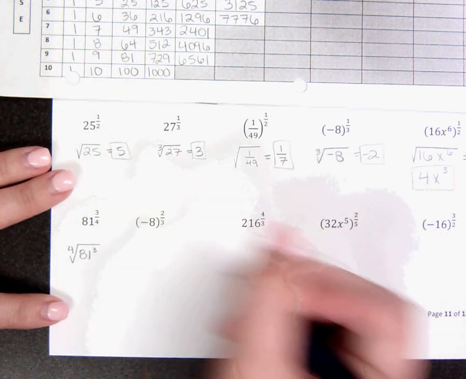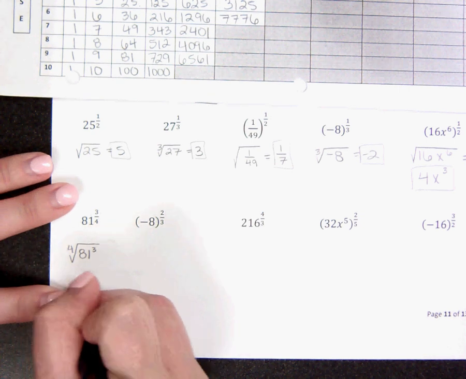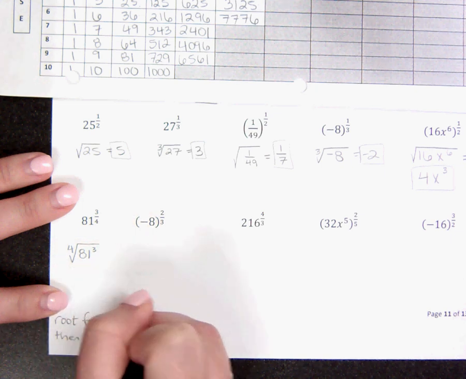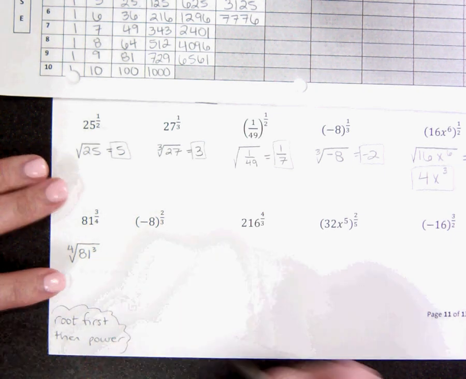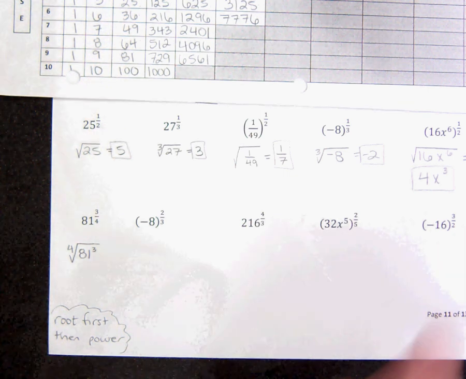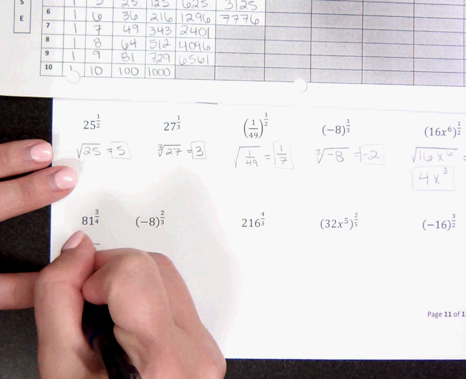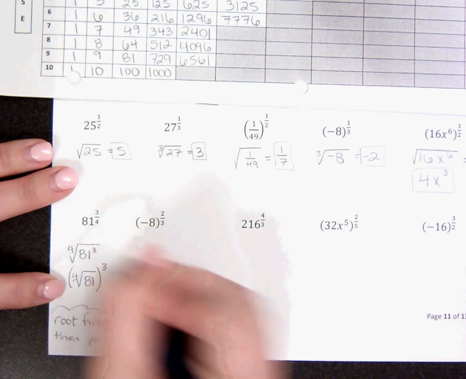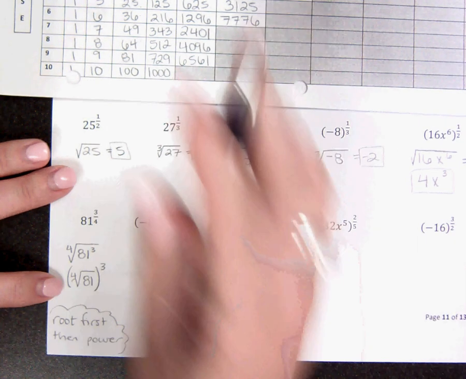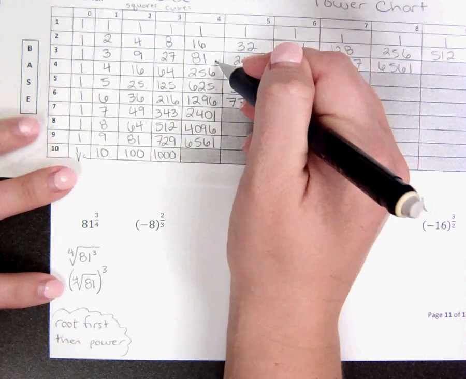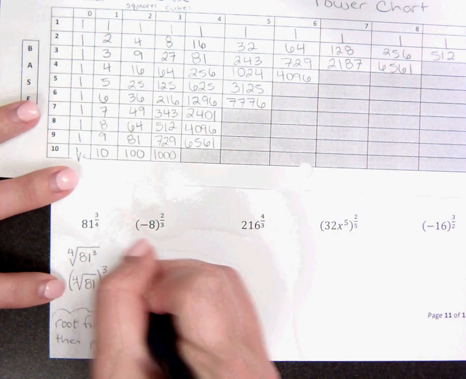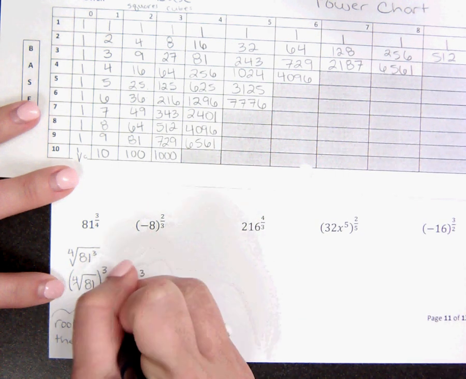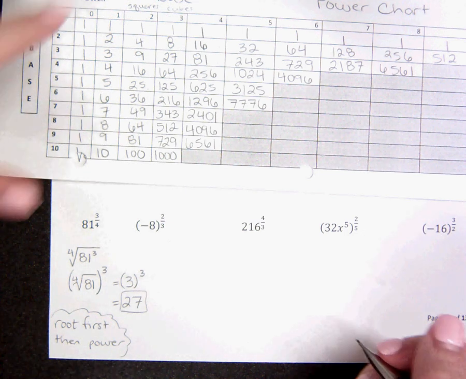81 to the 3rd power is going to give you a huge number. So what I recommend is to do the root first and then the power. You can do it in any order, but it's just easier to manage if we get the numbers smaller before we make them bigger. So if we think of this as the 4th root of 81 and take that answer and raise it to the 3rd power, it's a little bit easier. The 4th root of 81 is 3, and then we'll take 3 and raise it to the 3rd power, which is 27. So it's easier to do the root first and then the power.